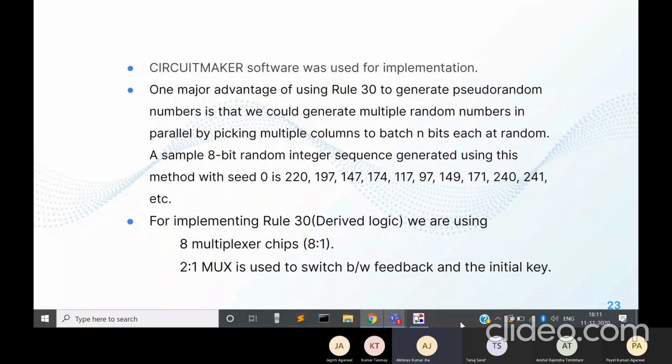One major advantage of using Rule 30 to generate pseudo-random numbers is that we could generate multiple random numbers in parallel by picking multiple columns into batches of n bits each at random. A sample 8-bit random integer sequence generated using this method with seed 0 is 220, 197, 147, etc. For implementing Rule 30, we are using 8 multiplexer chips, that is 8:1, and a 2:1 mux is used to switch between feedback and the initial key.